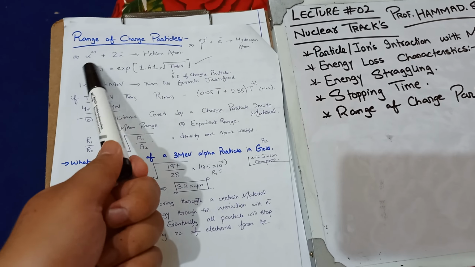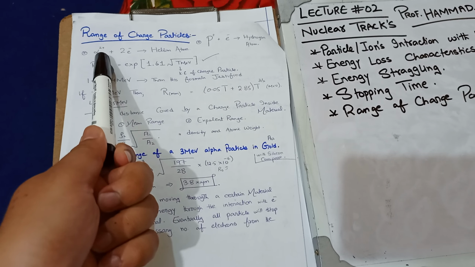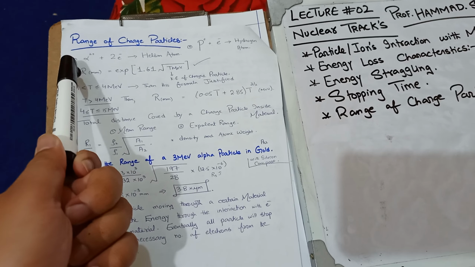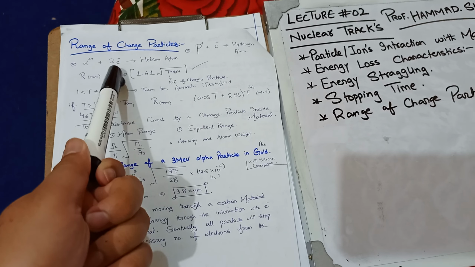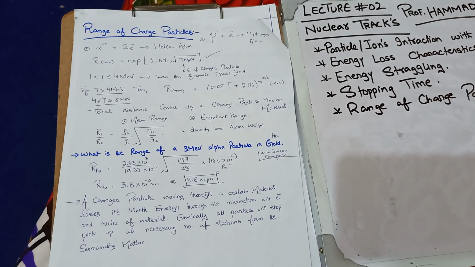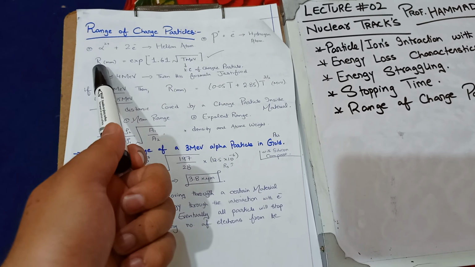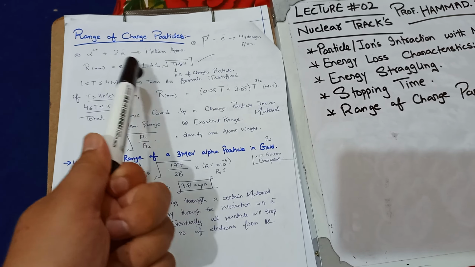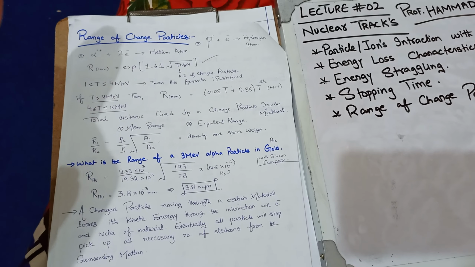Okay, this is another atom example, like a helium atom penetrating into some material. It picks up two electrons and becomes a helium neutral atom. So this is basically the simple range formula. You must have understood that to know how to solve.